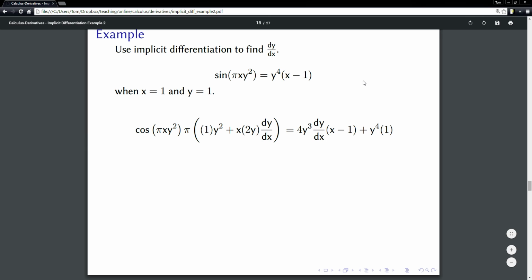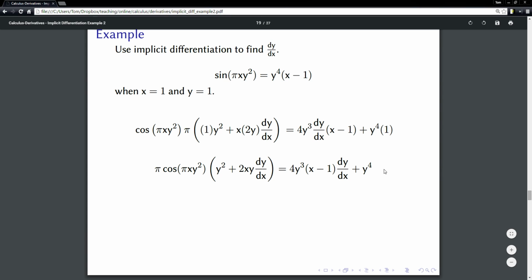I've taken the derivative, and now I'm just going to clean it up slightly. Here, the only things I really did were that I pulled the pi out in front of the cosine and simplified that 1 times y squared. I wrote this as just 2xy. Here I just pulled the x minus 1 out in front of the dy dx, and just y to the fourth times 1 would be y. Okay, so I just cleaned it up slightly in there.